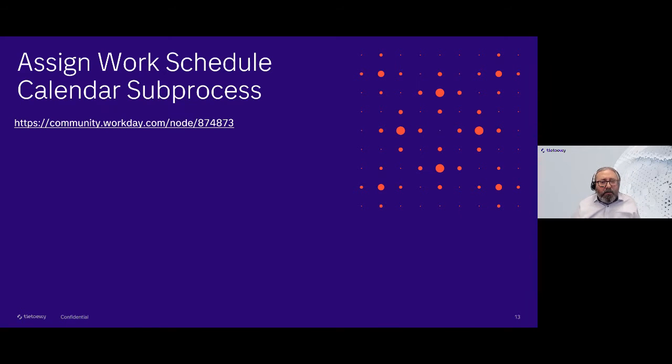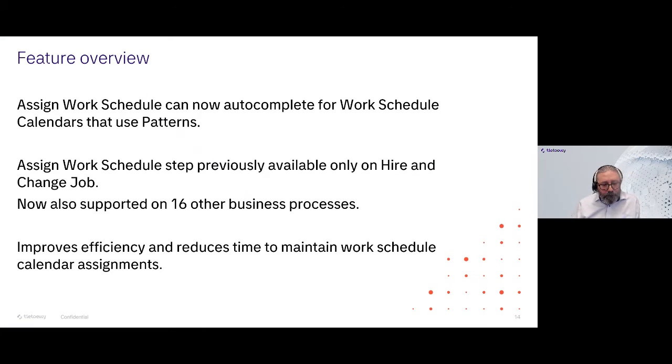So our next feature, if you will, is the assign work schedule calendar sub-process. With this one, basically, we can now auto-complete work schedule calendars if those work schedule calendars are using patterns. Some of you may know that you can have work schedule calendars using patterns or calendar events, but this is a feature purely designed around work schedule calendars using patterns.